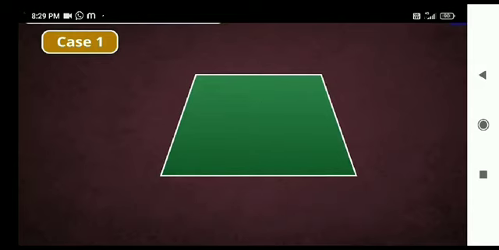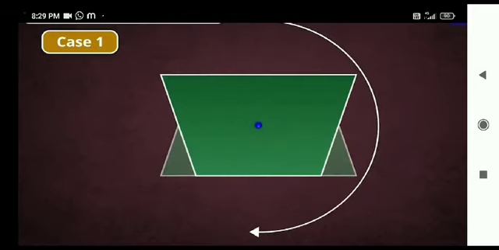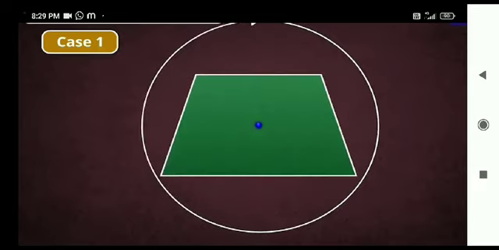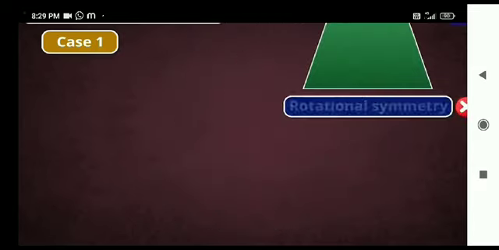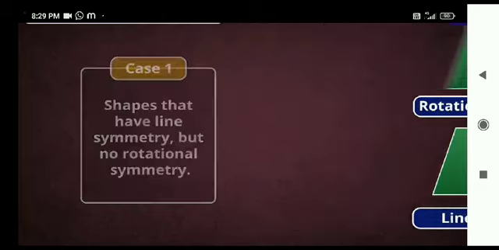Now, let's observe the shape as we rotate it. After rotating, this shape does not look the same as its original shape before a full turn. So, this shape does not have rotational symmetry. This is an example of a shape that has only line symmetry.